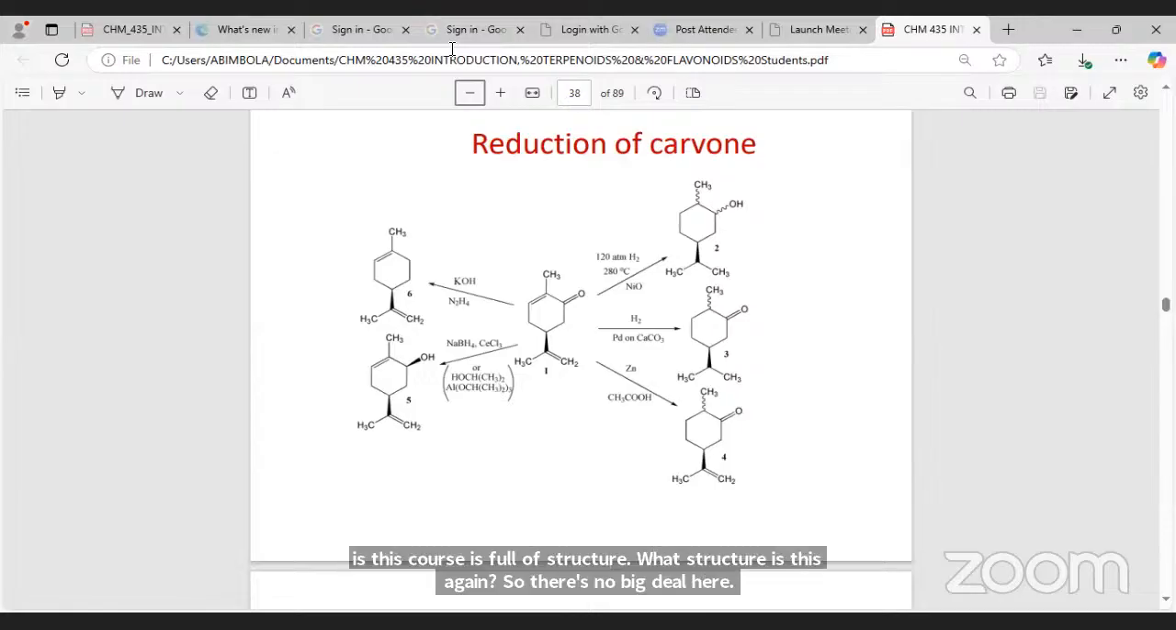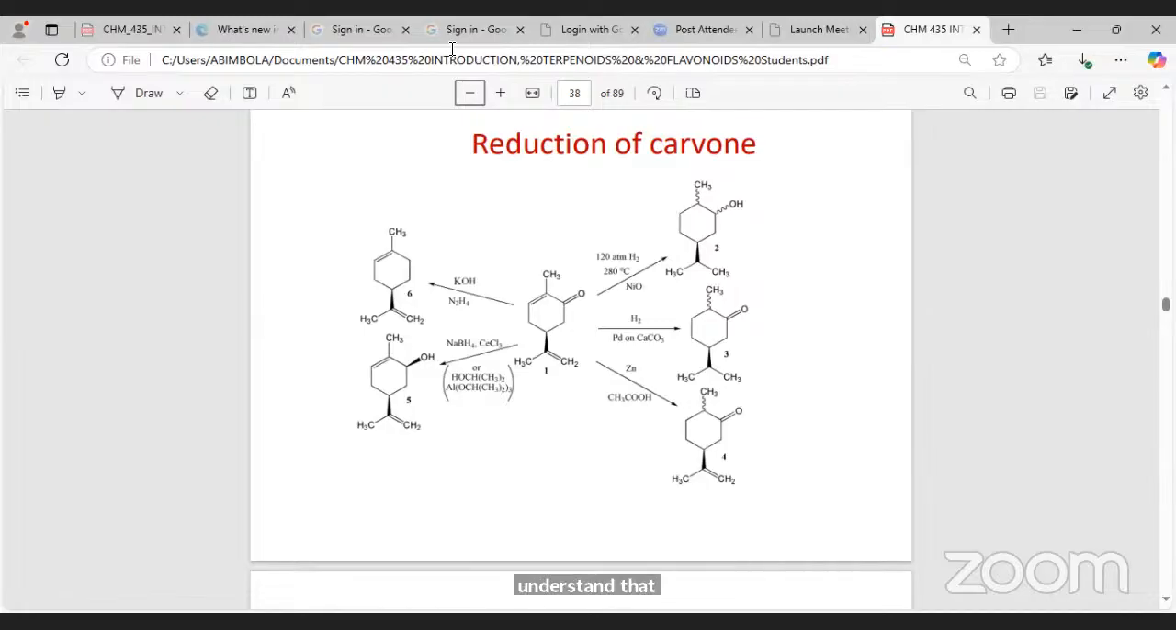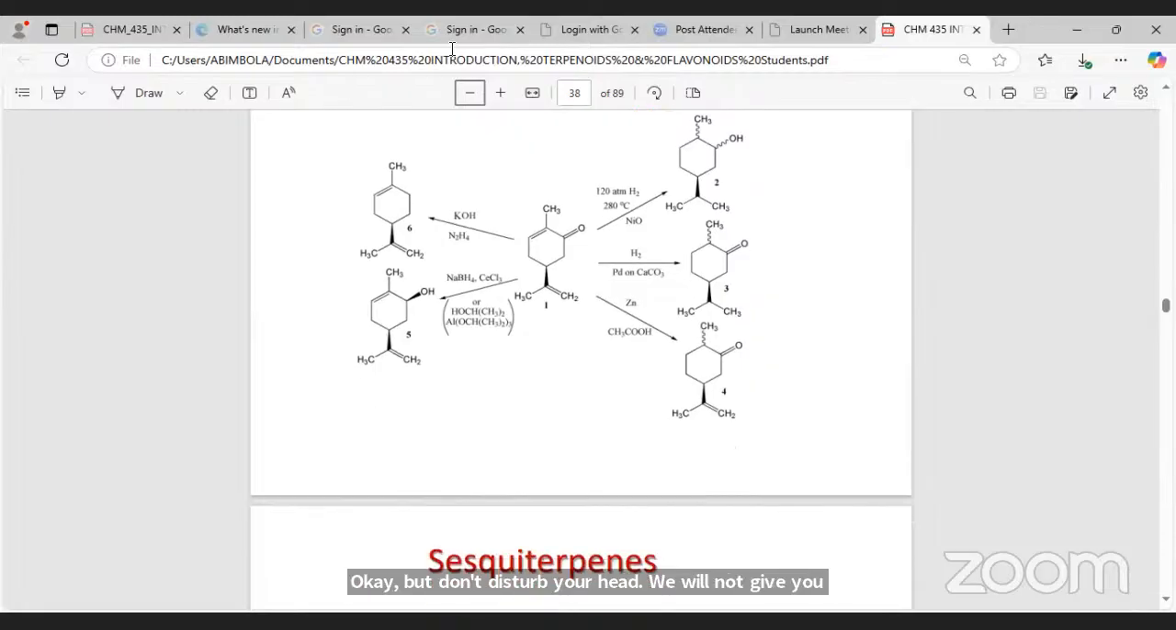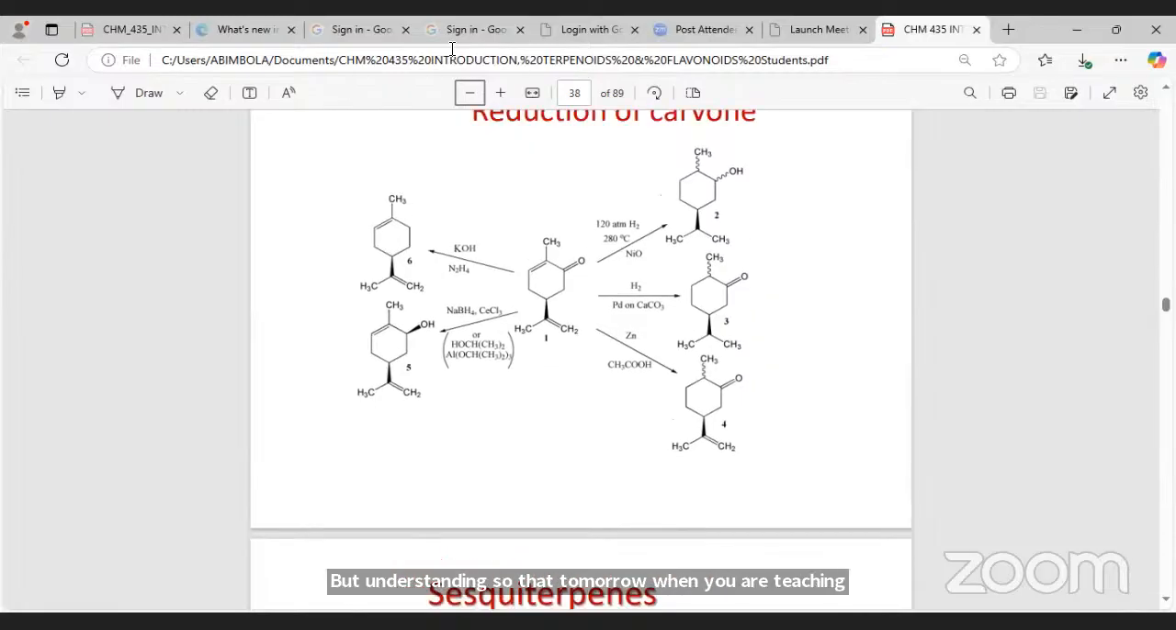And you might not even be asked about it, but just understand that in reduction, your product is determined by the reagents. So in this case, we can have so many things. If they ask you to name a reduction reaction of carbon, you can use anything. But don't disturb your head. We will not give you any question that will make you afraid. But understand it so that tomorrow when you are teaching somebody, you understand what is happening on this scheme.